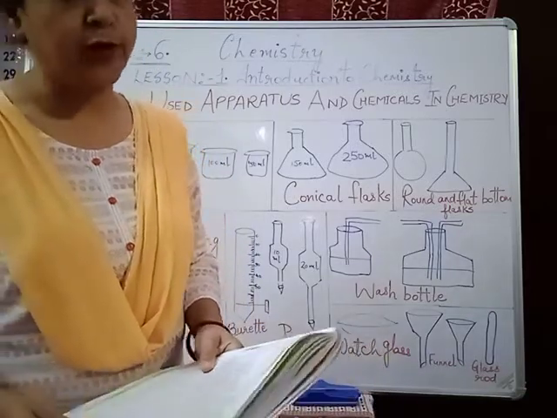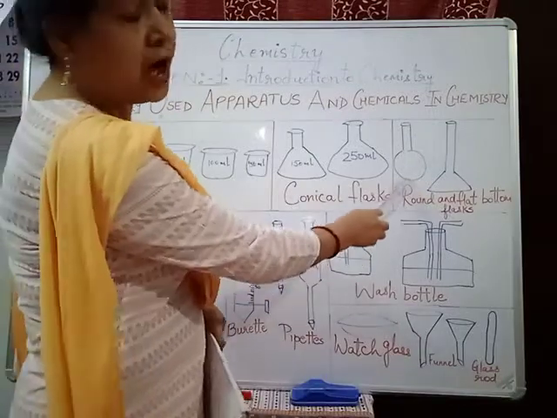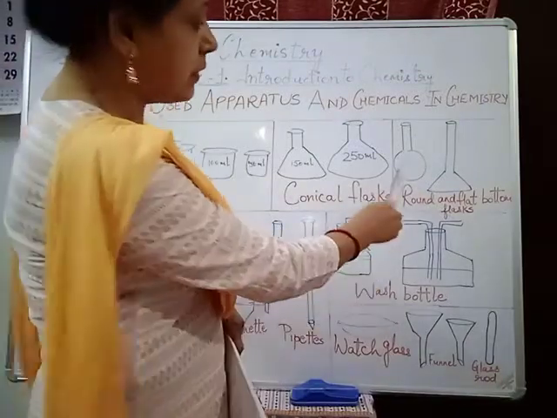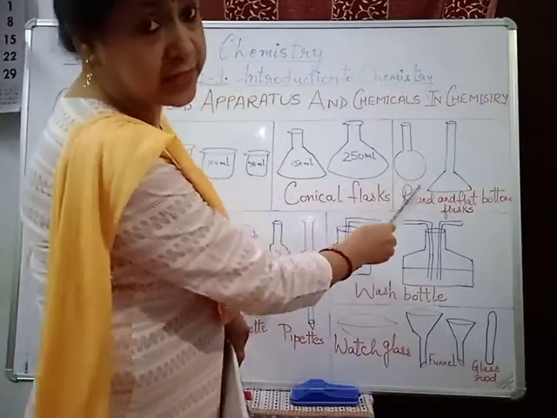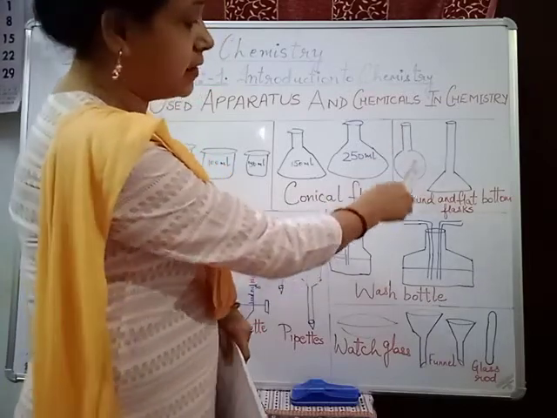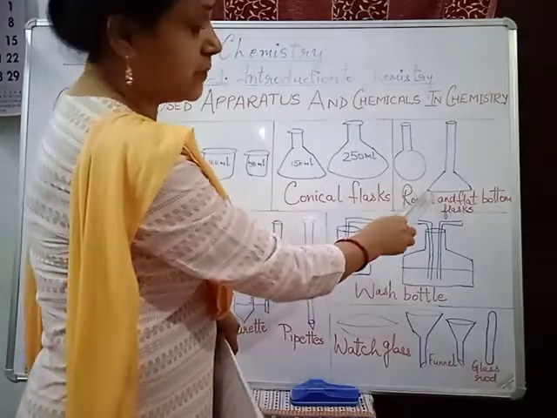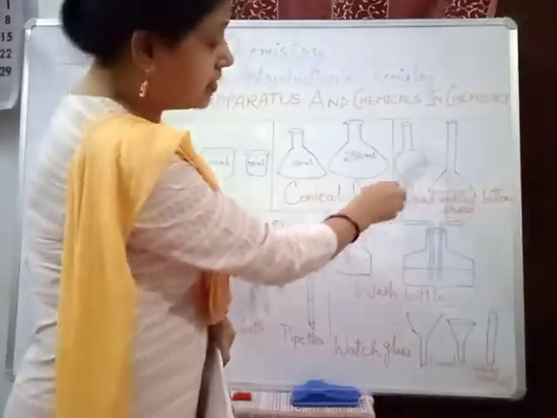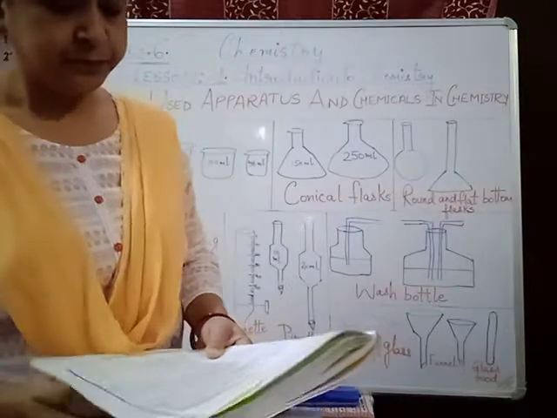So these round bottom flasks, children, are for heating the chemical. It is round, so it has a shape in a cylindrical manner, and it is of two types. Flat bottom is there and round bottom is there.